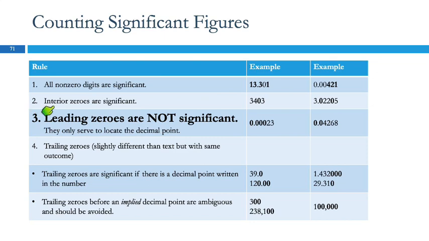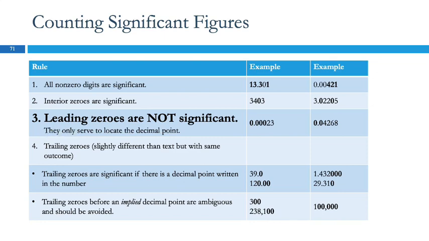The first kind are called interior zeros or trapped zeros. So you see this zero? It's stuck between a 4 and a 3. It's not at the beginning. It's not at the end. It's stuck in the middle. Those always count. Here's one that's stuck between the 3 and a 2, and here's one that's stuck later in the number. Those are also interior zeros, so they count.